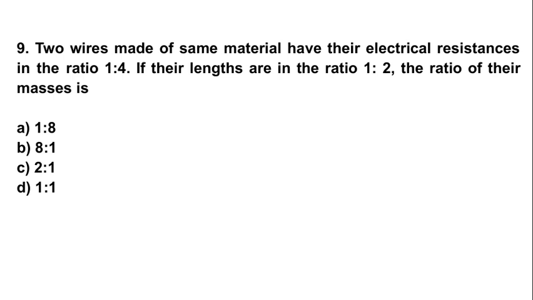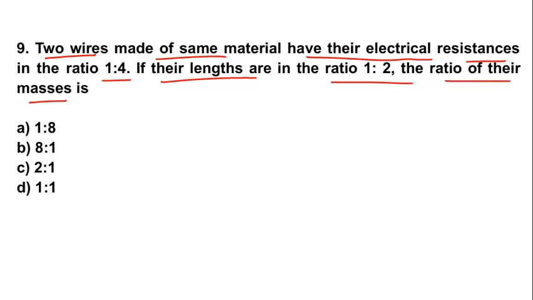Next question. Two wires made of the same material have electrical resistances in the ratio 1:4. If their lengths are in the ratio 1:2, find the ratio of their masses. Same model: R equals rho L by A. In this question he has given the masses, so we need to convert this formula in terms of masses.